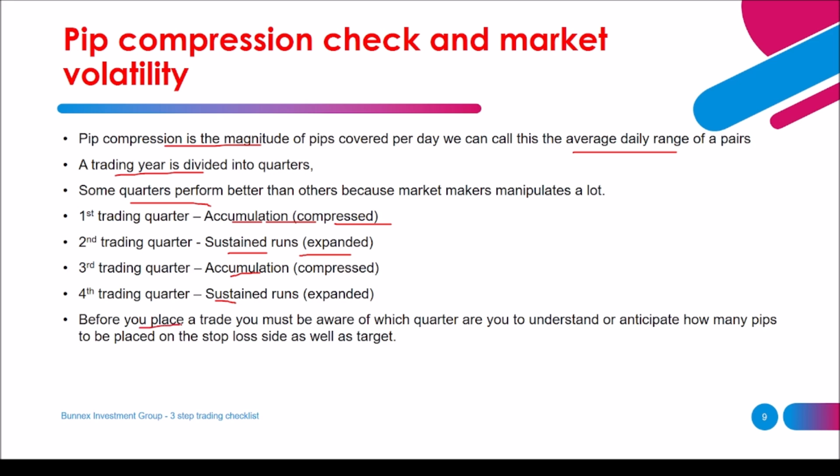flows. So before you place a trade, you must be aware which quarter you are in, to understand or anticipate how many pips to place on the stop loss side as well as the target. I've seen several traders sticking to a fixed stop loss magnitude, whereby they would say, I only place my stop loss at 20 pips. In some instances, you'd see it working, and in some instances, you'd find out that you'll be taken out very easily. So you need to know which quarter you are in and how many pips are compressed within a day. So that is what we mean by pip compression. You need to always check how much compression is within the markets.